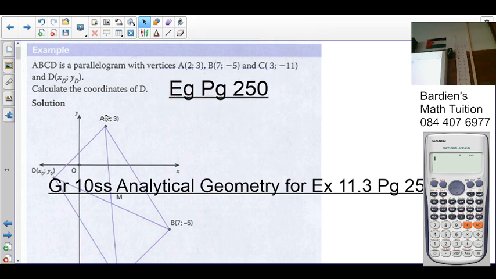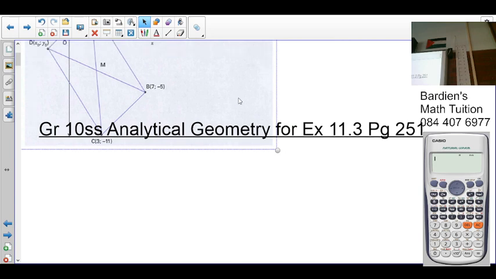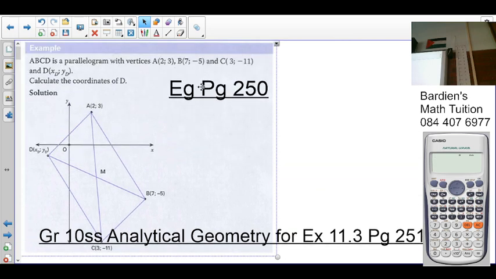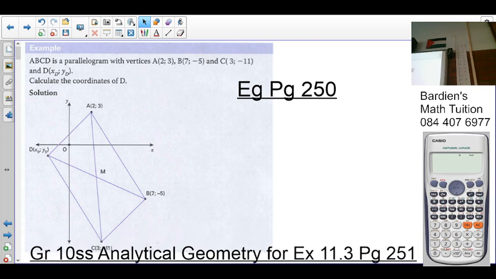So let's look at this one here. We are told that ABCD is a parallelogram. So if ABCD is a parallelogram, what do we know? We know 4 things. 2 pairs of opposite sides are equal. 2 pairs of opposite sides are parallel. 2 pairs of opposite angles are equal. Diagonals bisect each other. What do you mean to say? It's the midpoint technique. Can you see that?